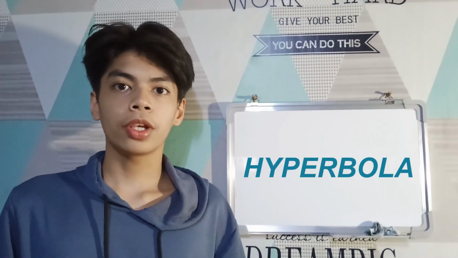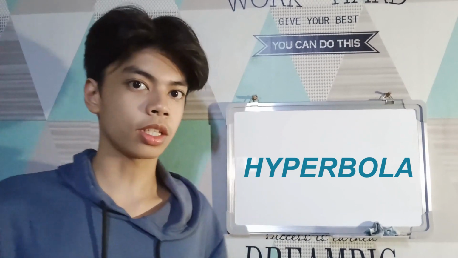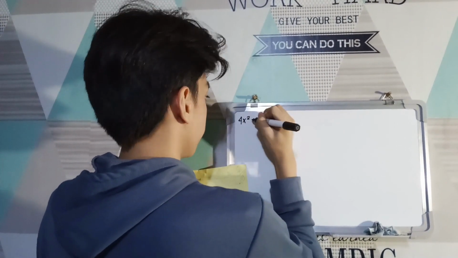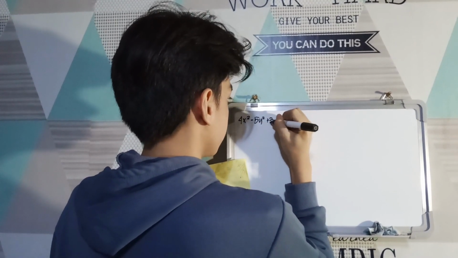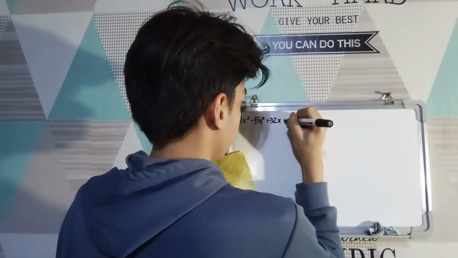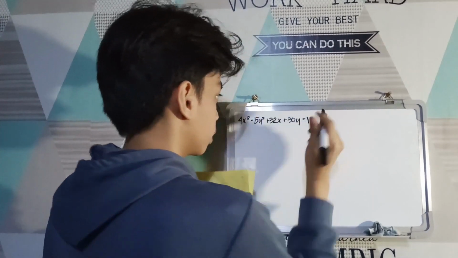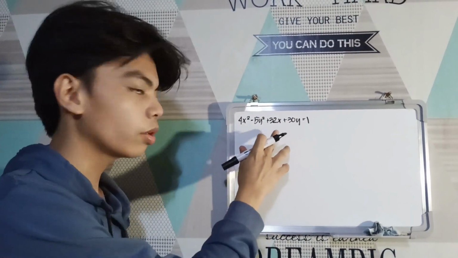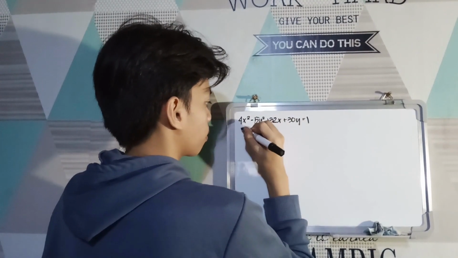A hyperbola is a set of all points in a plane whose difference of the distances from two fixed points is constant. So let's solve for the properties of this given equation: 4x squared minus 5y squared plus 32x plus 30y equals 1. In order for us to solve for the properties, we need to transform this general equation first into the standard equation. So let's group them first.